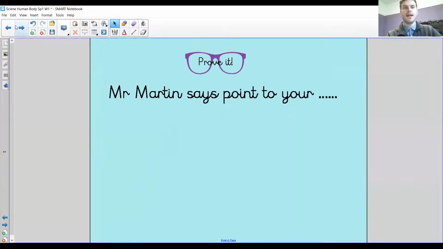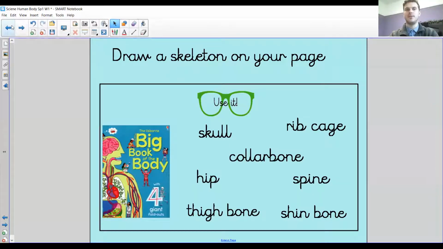Now, if we were in class, the activity that I usually do for this one is we get a long roll of wallpaper and we draw around one of our classmates, so it's a life-size skeleton. I'm very aware that we might not have the resources to do that at home, so it can just be on a piece of paper. If you have got big sheets of paper and you would like to get an adult to draw around you so it's a life-size skeleton, feel free to do that, okay?